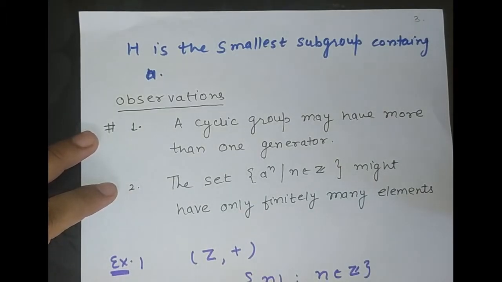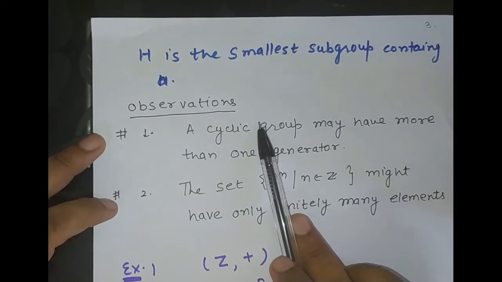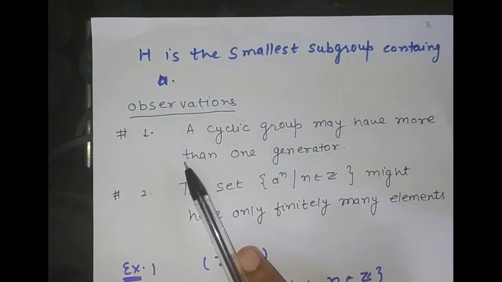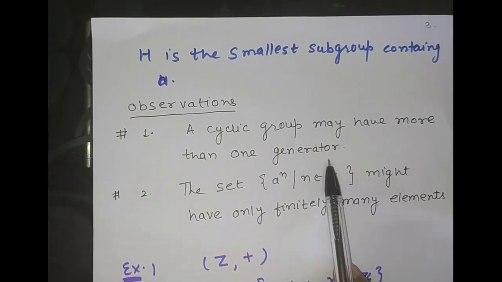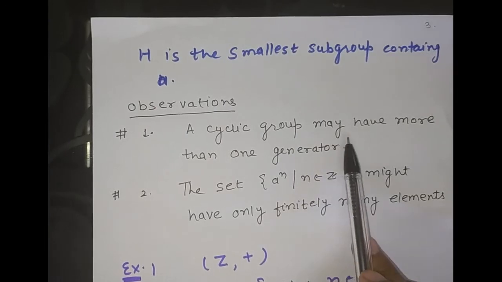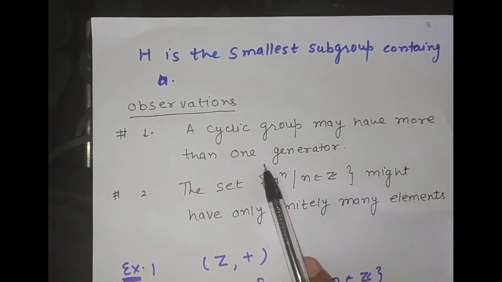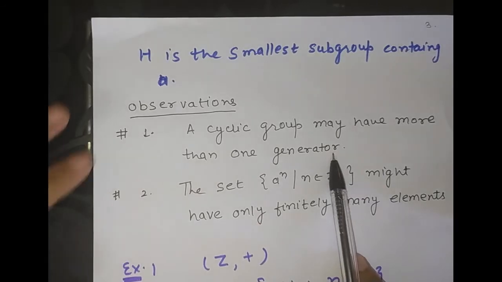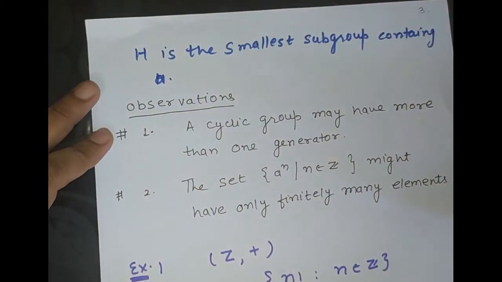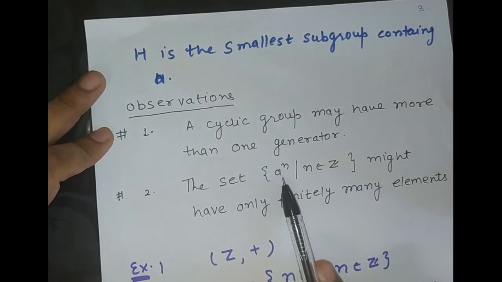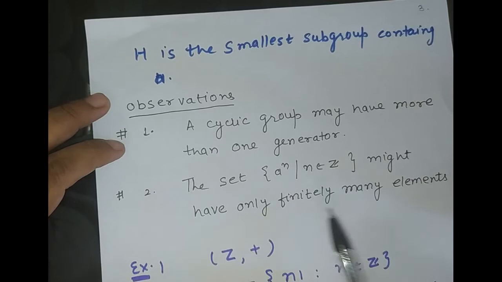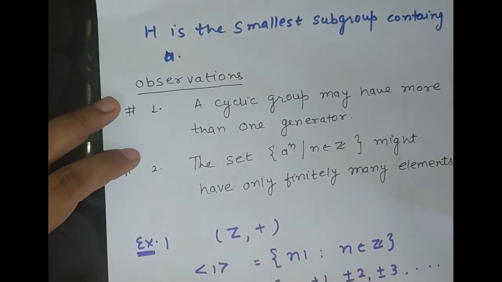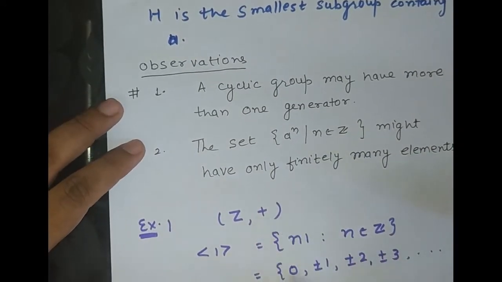Now we have some observations for this cyclic group. Our first observation is that a cyclic group may have more than one generator. It means a cyclic group may have more than one generator, or maybe only one generator. The second point is that the set A to the power n, where n belongs to the integers, might have only finitely many elements. Look at this example of cyclic group.